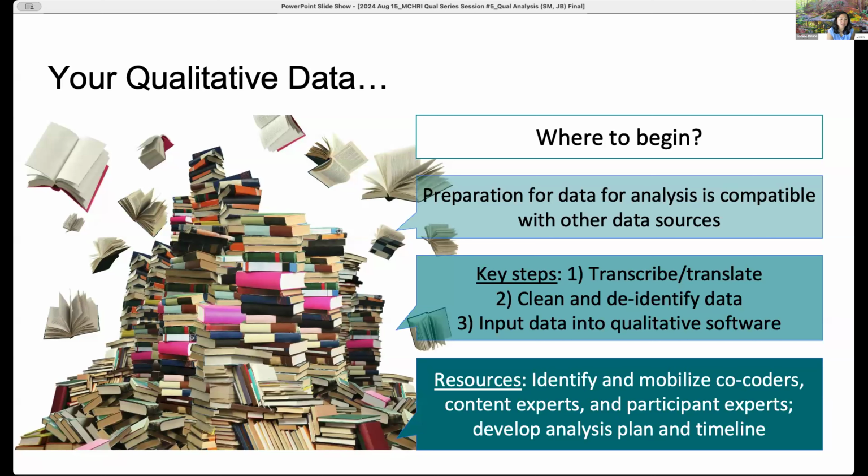And as Sylvia talked about earlier, some key resources and things to consider are how you're going to identify and mobilize the coders, who are really part of the team, as Sylvia mentioned. Might you involve some content experts or participants to help with validation or perspective? And then also having a really detailed and thoughtful analysis plan and timeline.